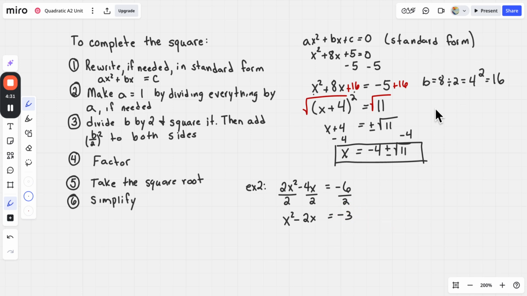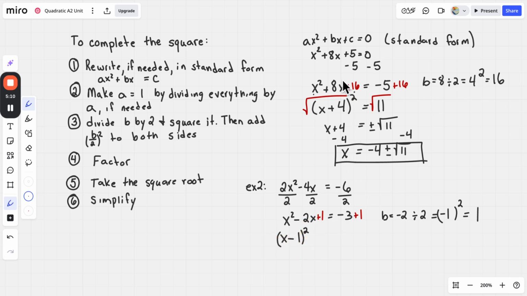Now we follow the same steps that we did up here. We take b, which is equal to negative 2. We divide that by 2, which gives us negative 1, and we square negative 1 to end up with positive 1. So we are going to add 1 to both sides. Once we do that, we have a factorable trinomial, it is x minus 1 quantity squared.